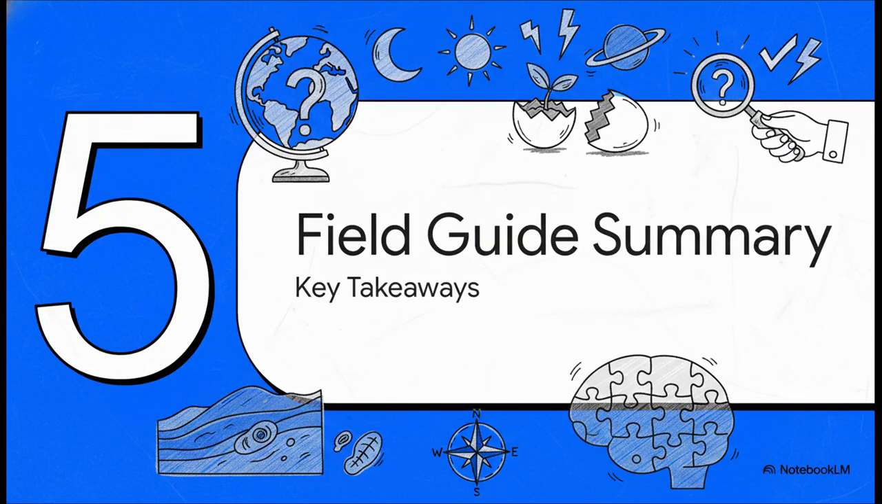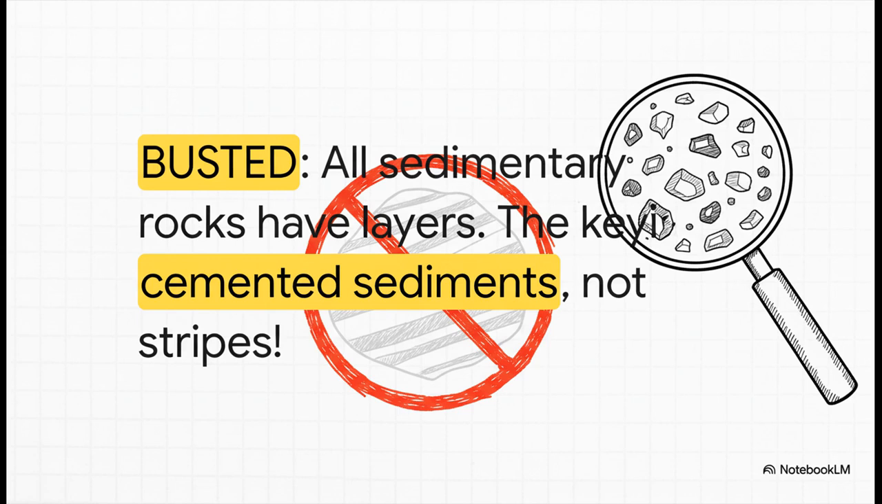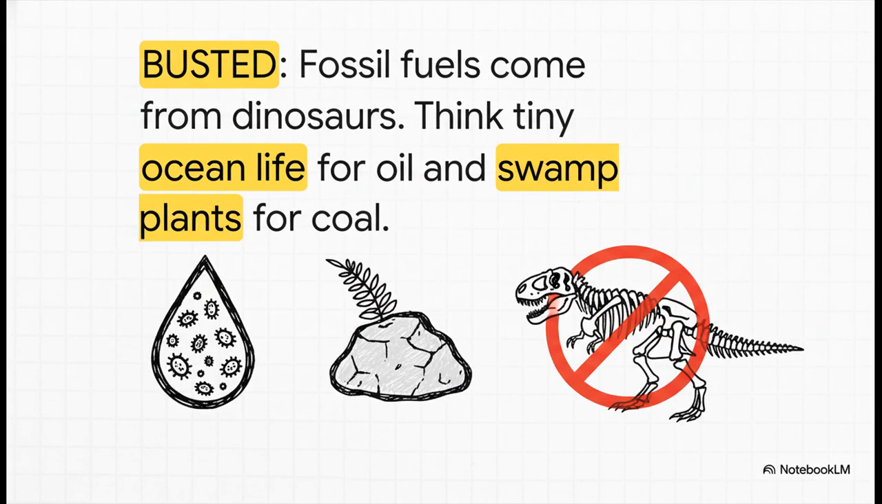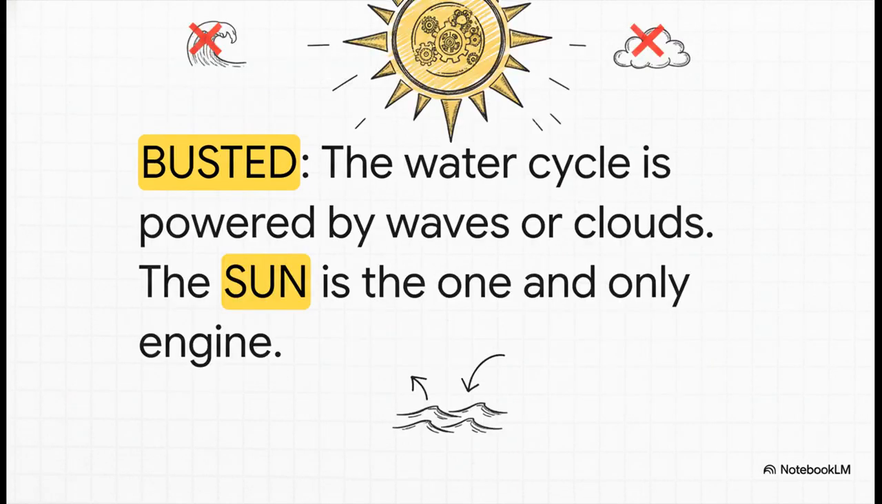Okay, so let's do a quick rapid-fire recap of our myth-busting to get you all set for your lesson planning. These are the big ideas you'll want to have in your back pocket. First, for sedimentary rocks, tell your students to look for cemented sediments, not just for stripes or layers. That is the real key. Next, when it comes to fossil fuels, just remember, tiny ocean critters for oil, giant swamp plants for coal. It's officially time to ditch the dinosaurs. And finally, for the water cycle, have them look up to the sky. The sun is the one and only engine that gets that whole process started.